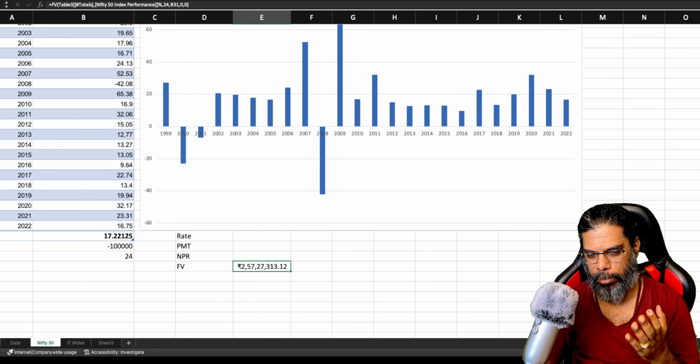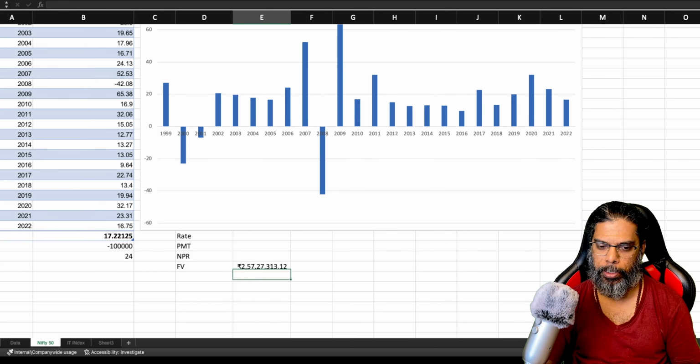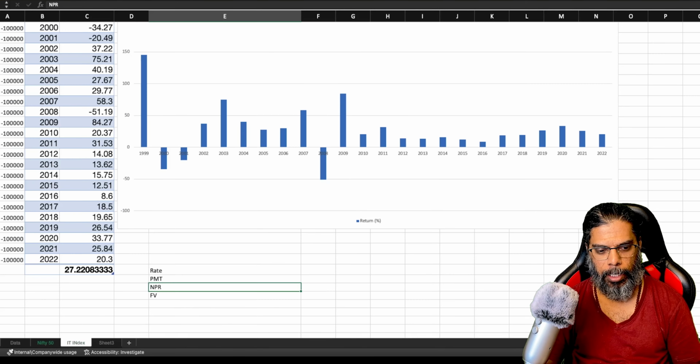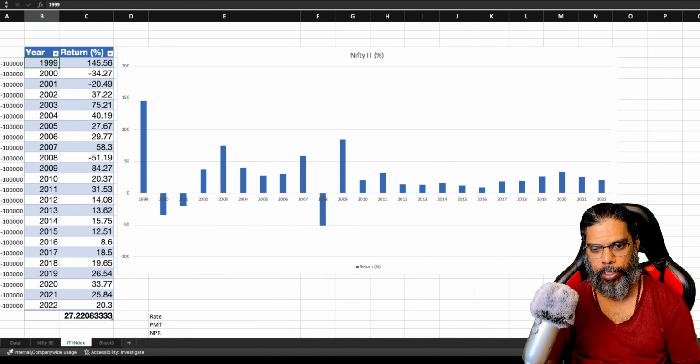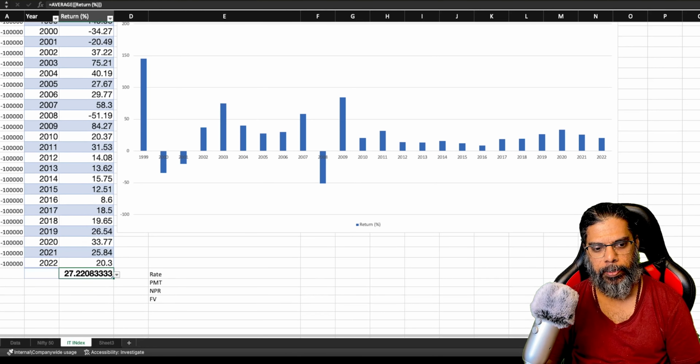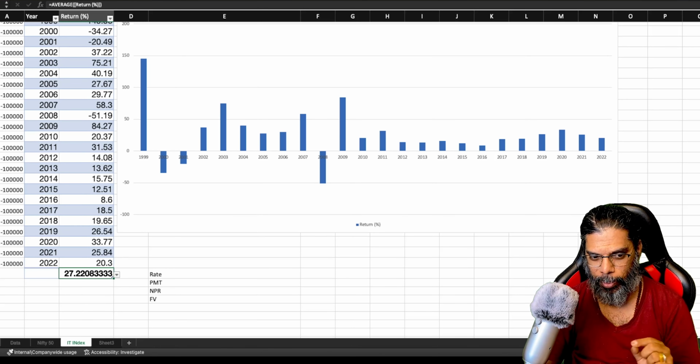You can't even imagine this level of growth in your investment. I'll show another example of another index. This is the IT index. I pulled the data for IT from 1999 to 2022. If you see the chart also, it has ups and downs; sometimes it has gone up, sometimes it has given negative returns, but overall it has given an average of 27%. This is a crazy rate of return.